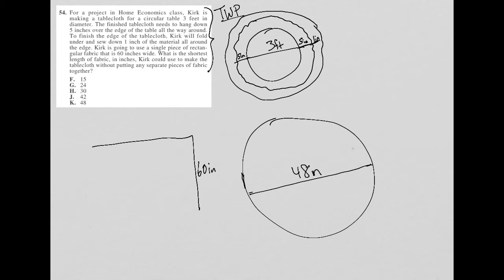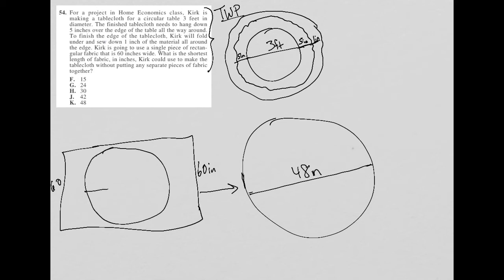What is the shortest length of fabric in inches Kirk could use to make the tablecloth without putting any separate pieces of fabric together? So we know that we want to be able to cut this circle, right? I need to cut this circle, which we just found out is 48 inches, which means it's going to be 48 inches this way as well. So let's not forget that. It's going to be 48 inches. I need to cut that out of this rectangle.